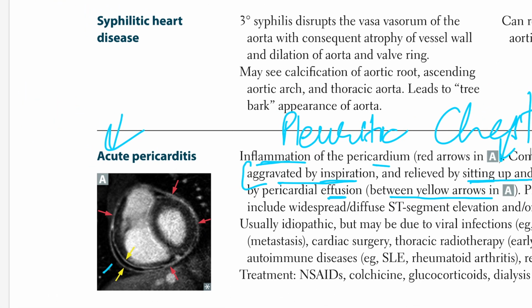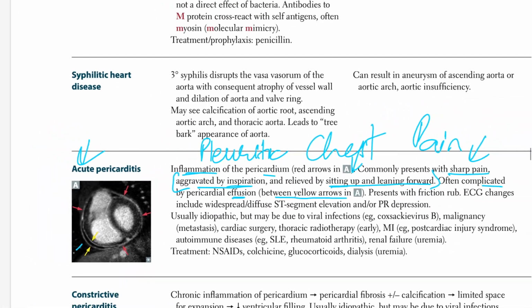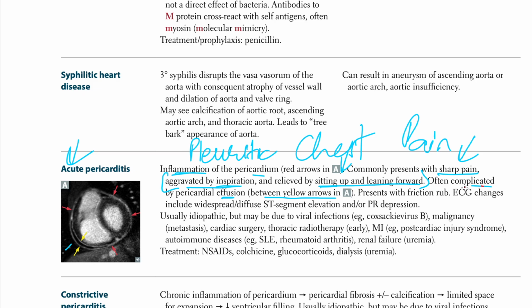So acute pericarditis, as I was saying, is complicated by effusion, which would present with friction rub. What is friction rub? Friction rub is a high-pitched, leathery, scratchy sound. That's called friction rub. And that is specifically for pericardial effusion. When we have a pericardial effusion, we will see friction rub, which is a leathery, scratchy sound.